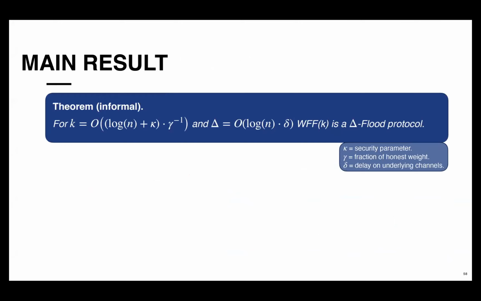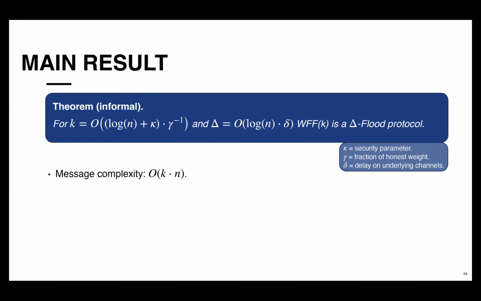Okay, so the main result of our paper is that if we set this parameter of the protocol k to be logarithmic in the number of neighbors plus some security parameter, and we divide by the fraction of weight, then we actually achieve a delta flooding protocol for a delivery time delta that is logarithmic in the number of parties.